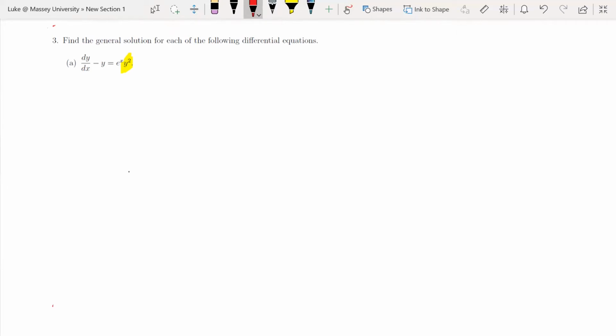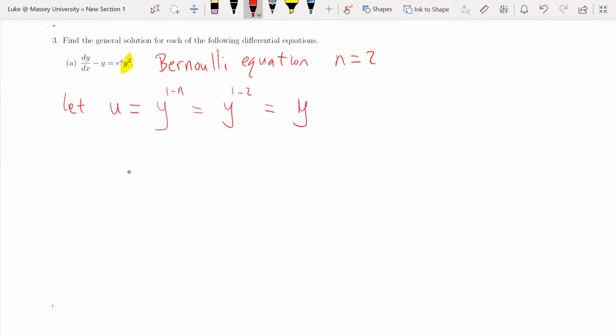But in fact, if that y squared was not there, then it would be easy to solve that equation, right? And in fact, you may recognize this as a Bernoulli equation with n equals 2, because the power of y is 2. So what I'm going to do is let u equal y to the power of 1 minus n, which is y to the power of 1 minus 2, which is y to the power of negative 1, which maybe let's write as 1 over y.